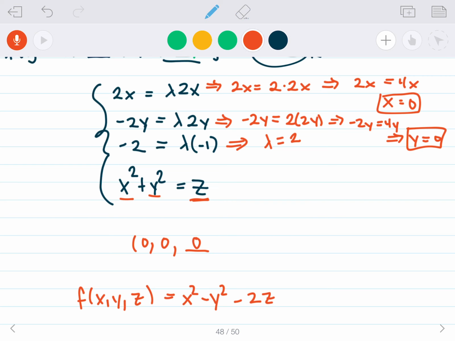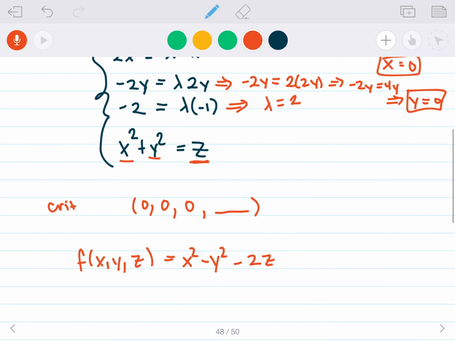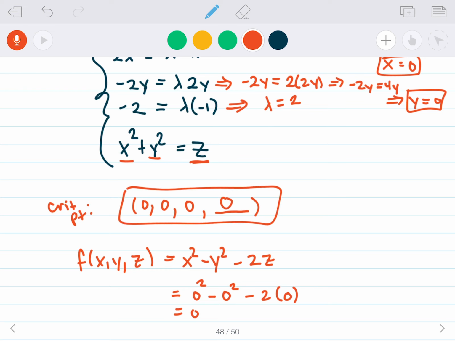We have this fourth piece right here because we bumped up a dimension. So this is our critical point. And if I plug in x, y, and z all equal to 0, my output is going to be 0 as well. And the question is, is this a max or a min? Well, we need a test point because we only have one point here. So how about we test another point subject to this constraint?